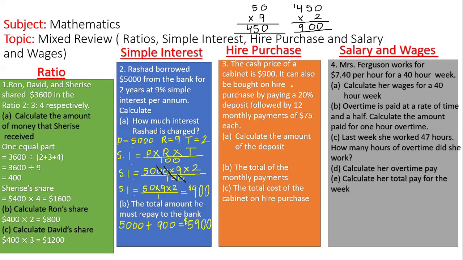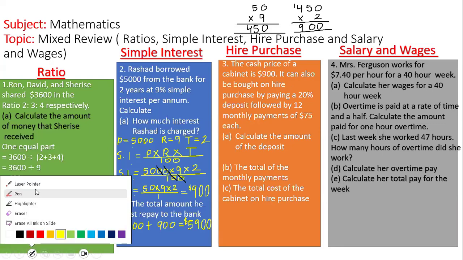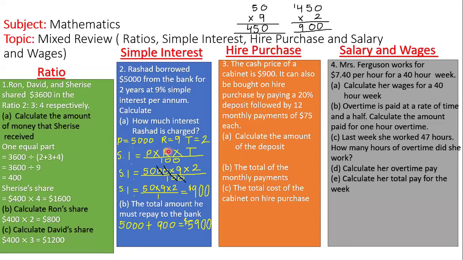DR, can you hear me? Yes, sir. Read number 2 for me, please. Rashad borrowed $5,000 from the bank for 2 years at 9% simple interest per annum. Calculate how much interest Rashad is charged. Good. The formula for simple interest is the principal times the rate times the time divided by 100. Does that make sense to you?